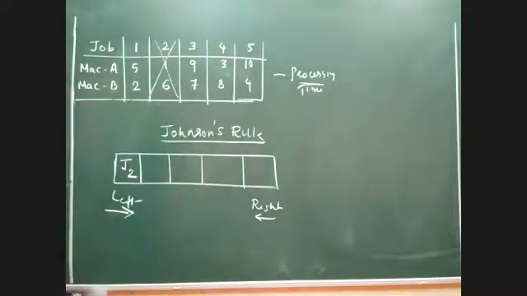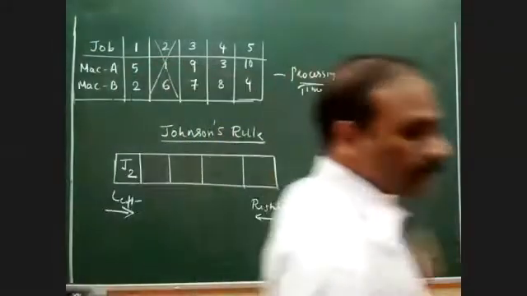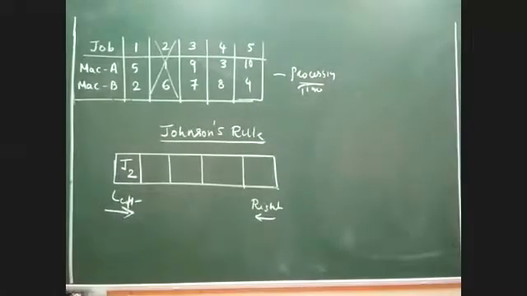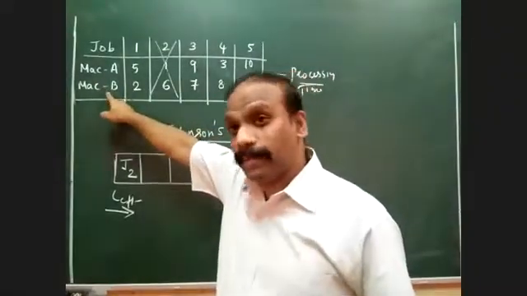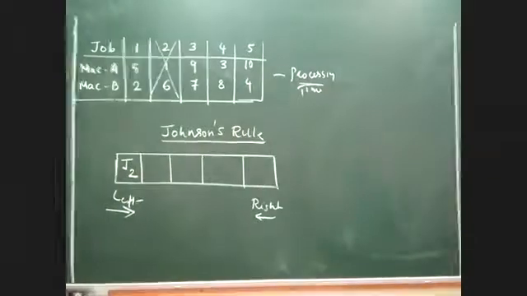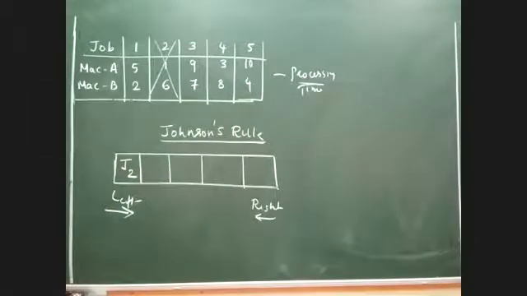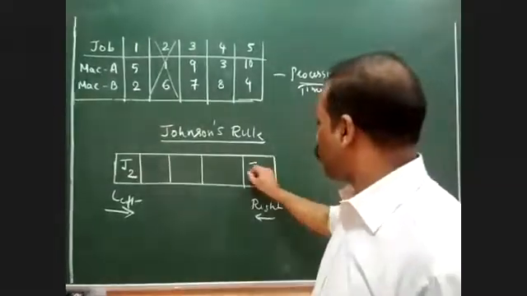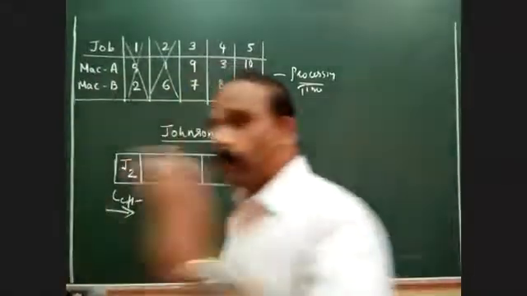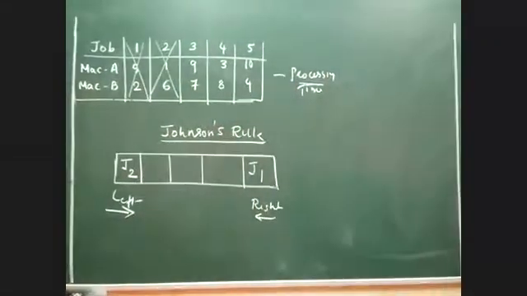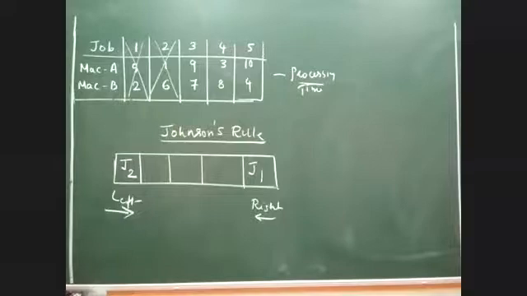In the remaining matrix, can you please tell me which is the lowest processing time now? 2. Very good. Where is 2? You can see it is on machine B. So should we assign on the right side or the left side? Right, sir. Right side. So this is job number 1. So this is also blocked. The moment you assign, you have to block it so that you will not have confusion. Again, continue the step.